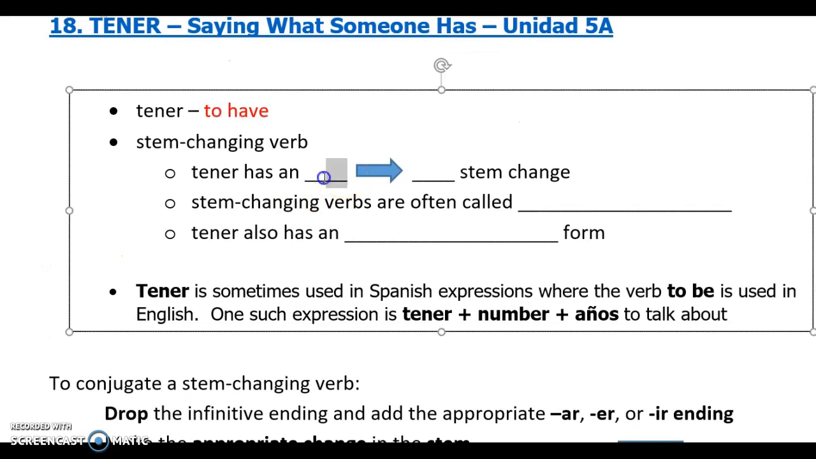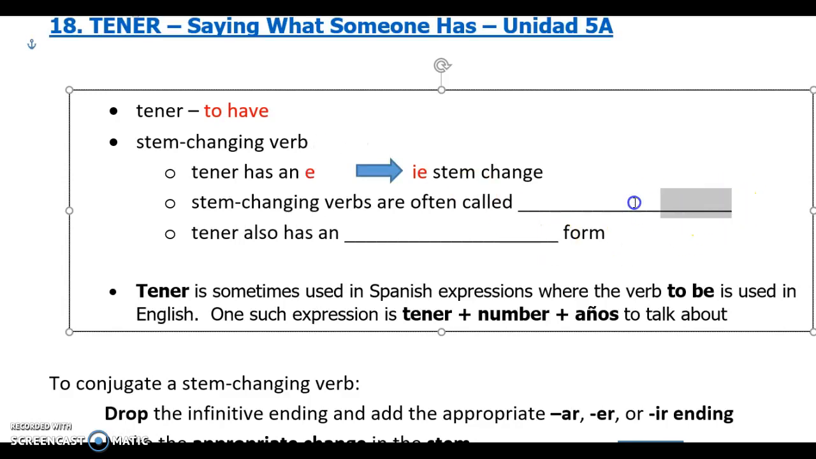So tener has a very interesting stem change. It is going to stem change an E to an IE. So in the stem, the E is going to change to an IE. It probably looks a little different on your paper than it does on my screen, but that's okay. There are four kinds of stem changing verbs, and we were only dealing with this one, an E to IE stem changer.